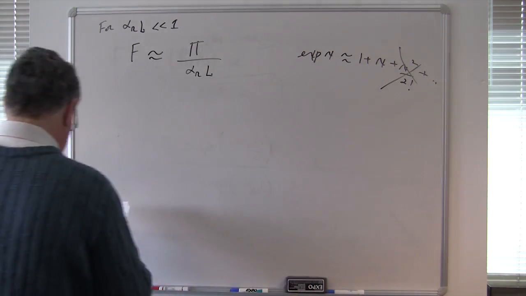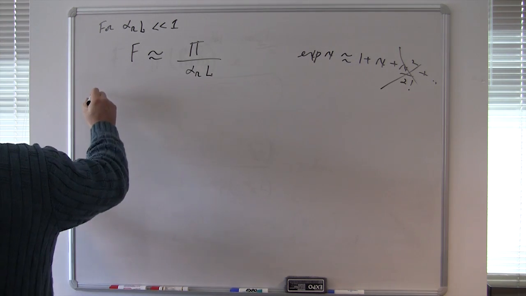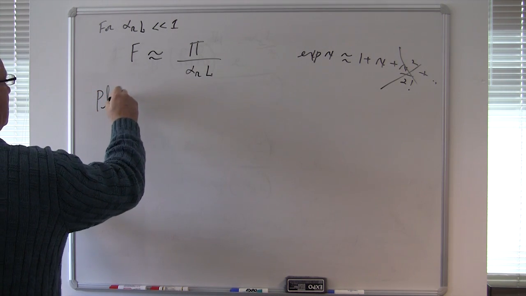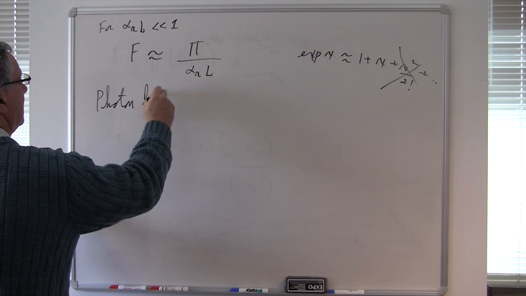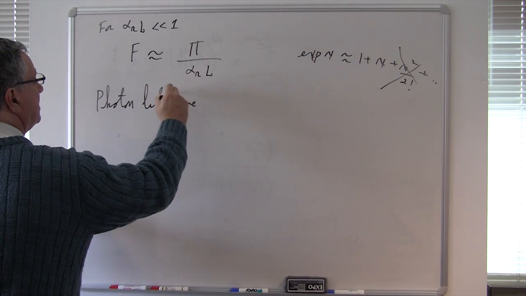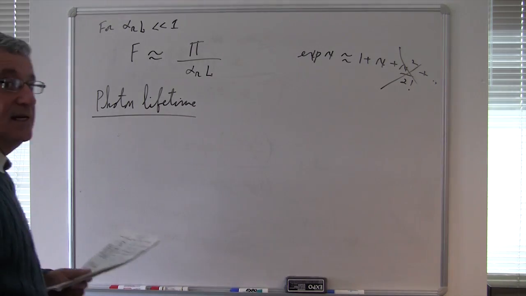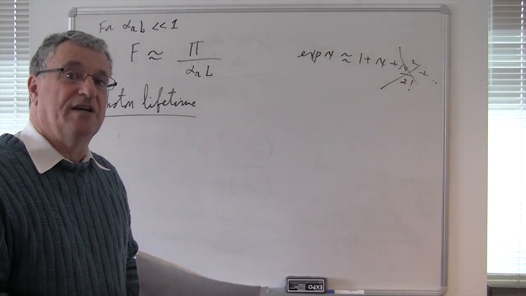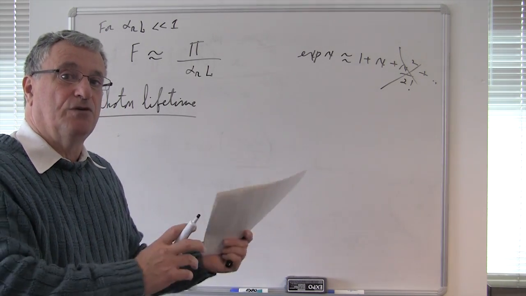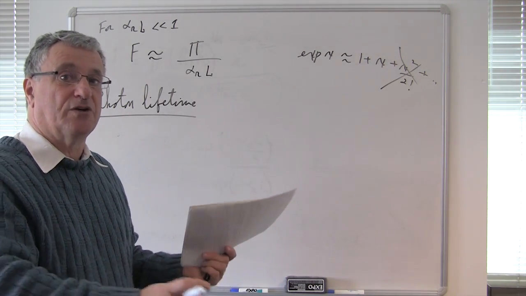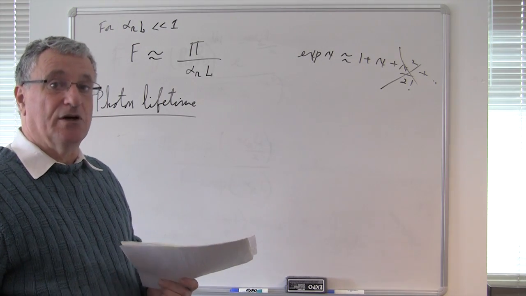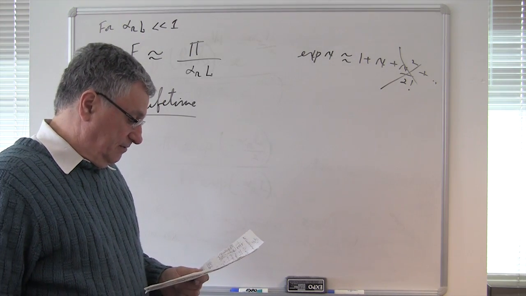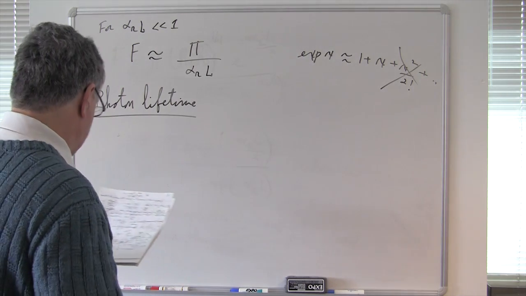And then we're going to introduce the concept of photon lifetime. This is an important concept. It's a measure of how long the photon lives in the cavity, because the photon will bounce back and forth between the mirrors, and finally the energy of the cavity is going to decay away.